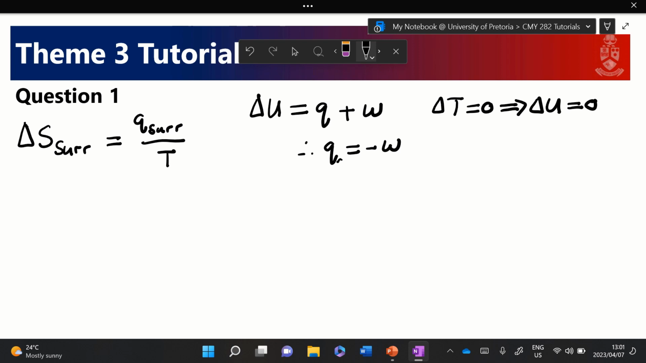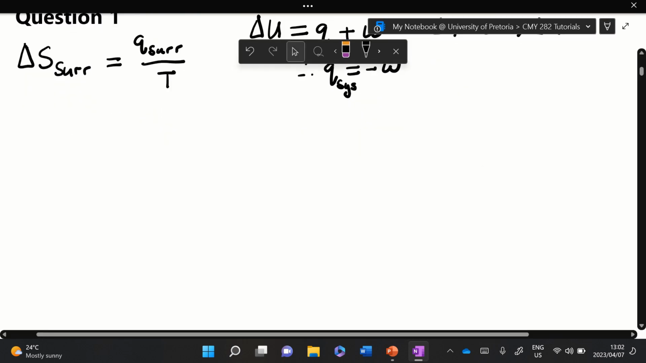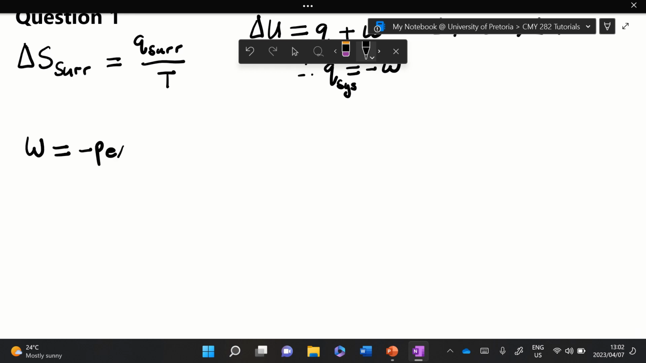So let me just make a little subnote that this is for our system. So the system's heat is negative the work done by the system. Okay, so let's calculate the work done by the system. Of course, it's an irreversible process, so that's equal to P external delta V.